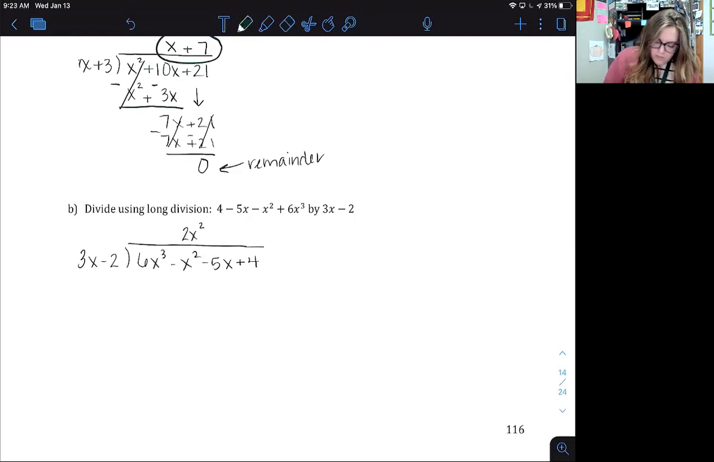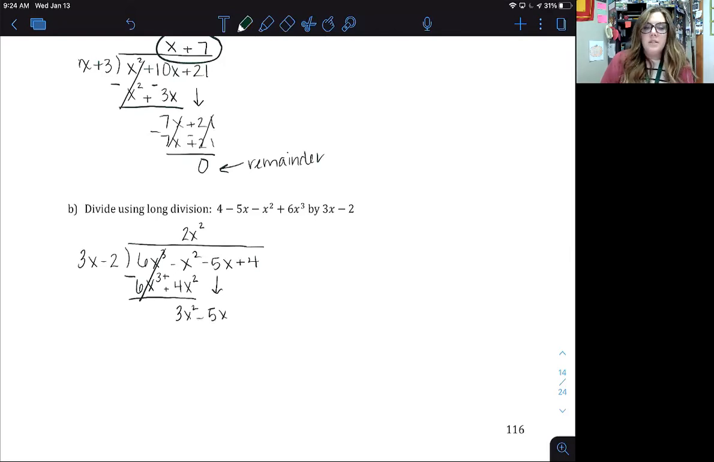All right, so 2x squared times 3x is 6x cubed, and 2x squared times -2 is -4x squared, and then subtract. 6x cubed minus 6x cubed cancels. -x squared minus -4x squared, these become plus signs because of the two negatives. So -x squared plus 4x squared is 3x squared. Then bring down the -5x.